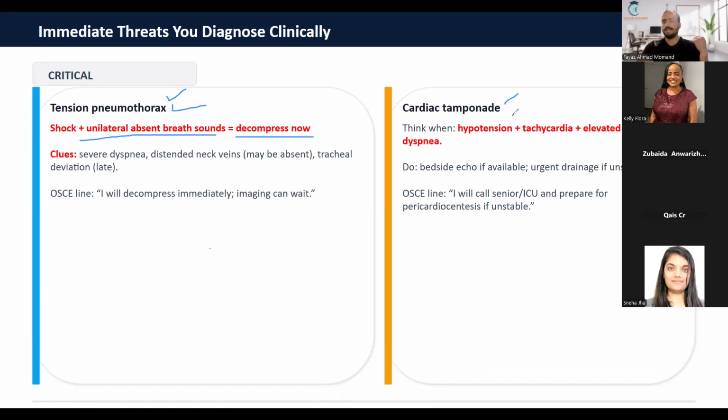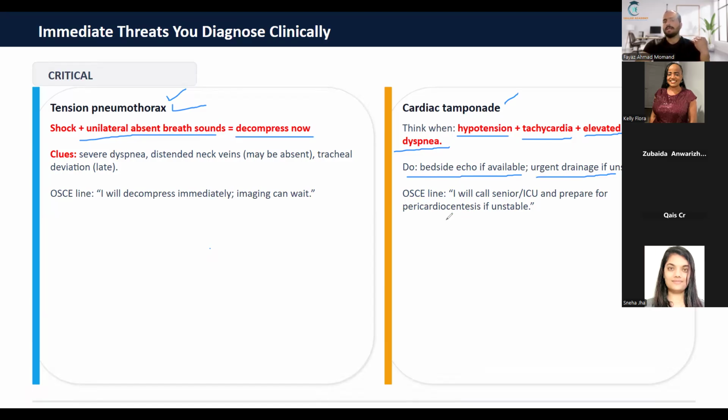Now, cardiac tamponade, similarly, may or may not give you time to do imaging. The patient will have low blood pressure, tachycardia, elevated jugular venous pressure, and dyspnea or shortness of breath. Do a bedside echo if available, and drain urgently. Stable or unstable, drain urgently. In unstable cases, we can consider drainage more rapidly, but if the patient is stable, then we can do a bedside echo to find the amount of fluid around the heart.